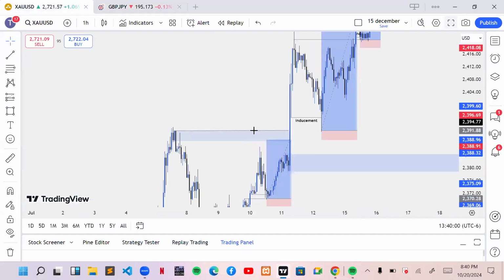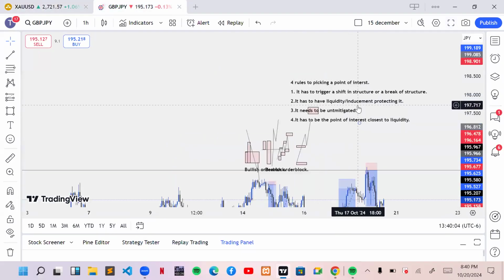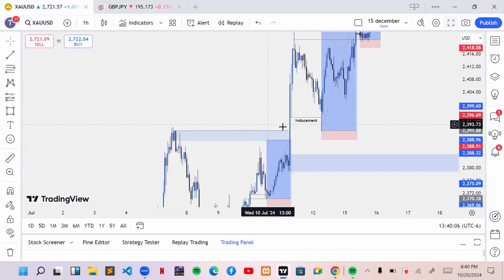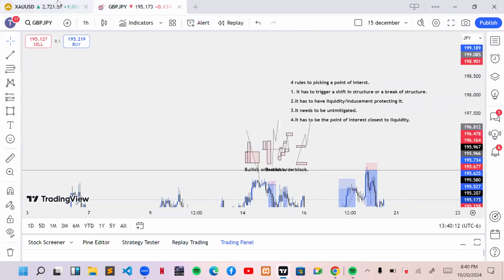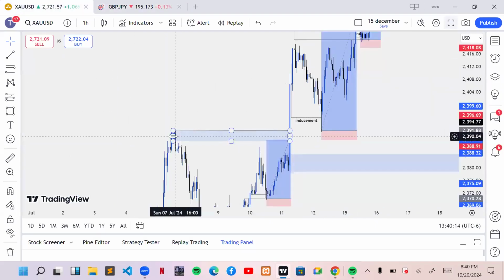Pay attention here. There's a break of structure clear here. The second rule says it has to have liquidity protecting it. Liquidity is our first pullback, which is this inducement. The third rule says it needs to be unmitigated. It means price needs to not have tapped that breaker block, or that other block. The point of interest needs to not have been tapped before.